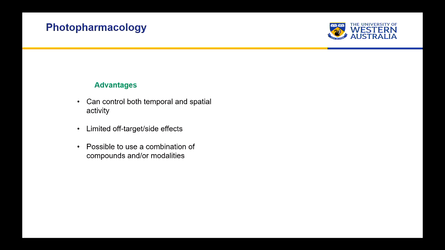As the technology grows, it's great because we can start to use a combination of drugs and control. So we can turn things on and off, different types of things, like we could say turn GABA on and glutamate off, or we could put one drug in, turn it on, another drug on and off. So we can combine these things as long as they're sensitive to different wavelengths. So that's the advantages.